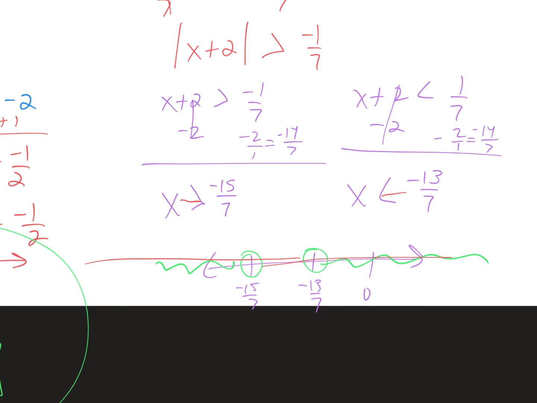So let's plug in something to the left of negative 15/7. Pick a whole number that's smaller than negative 15/7. Guys, do not pack up. The bell didn't ring. Do not pack up. Negative 3. Okay, plug in negative 3 here.